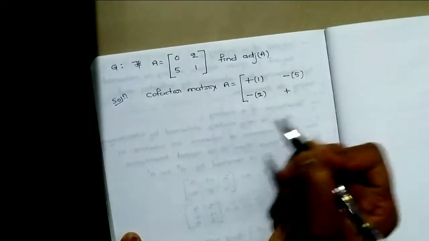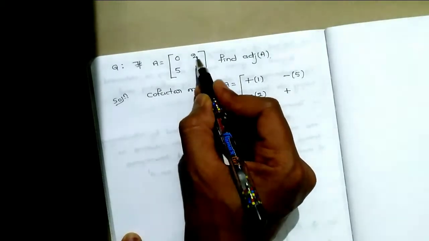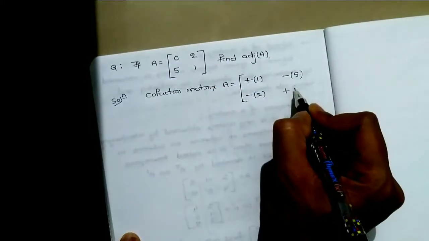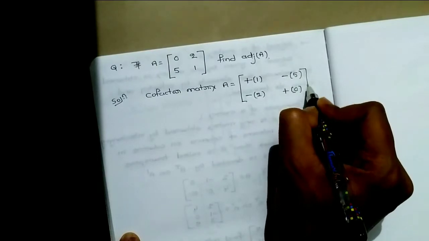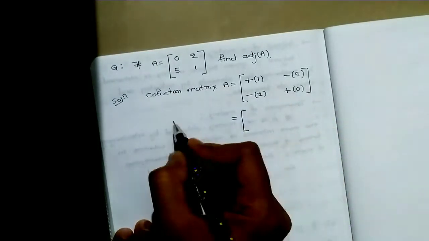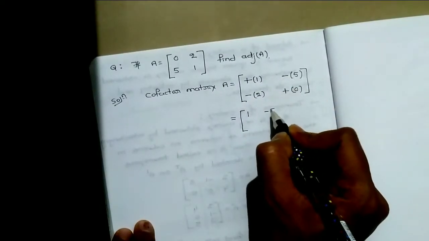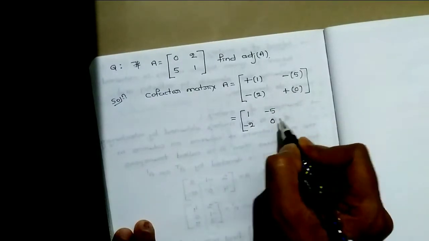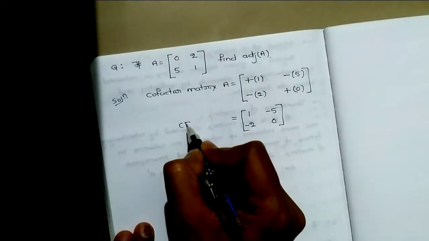The last element is 1. Whenever you are taking 1, delete that particular column, particular row. What is the remaining element here? 0. So in place of 1, you write here 0. Next, you do the sign multiplication. Therefore, plus into plus is plus 1, minus into plus is minus 5, minus into plus is minus 2, plus into plus is plus 0. So this is nothing but the cofactor matrix.